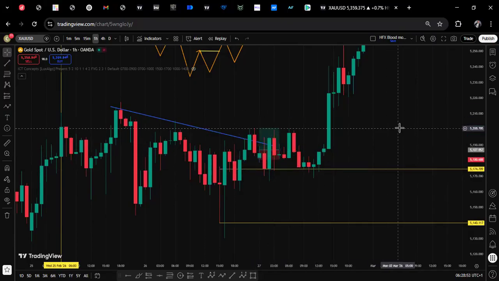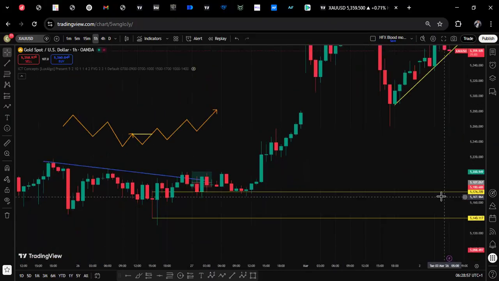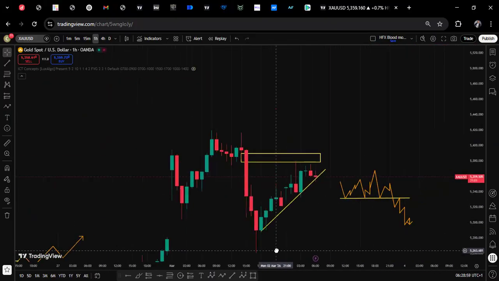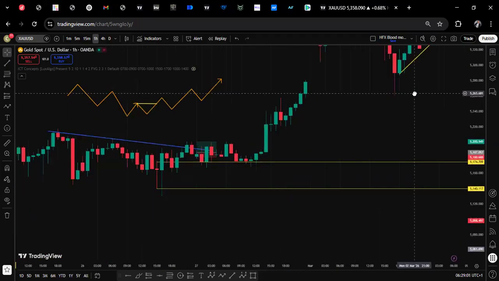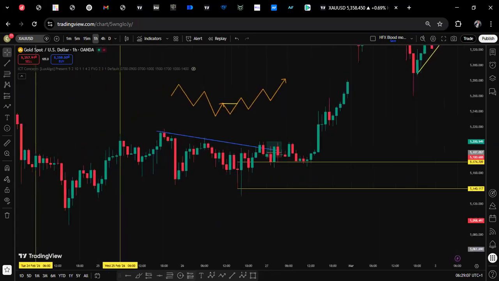And boom, what happened? Market disappeared. The market never came back to this point. Never. You can see. So you can see how powerful having a good trend line is, because sometimes you can draw some trend lines and the market will just come and break it like the trend line didn't even exist.